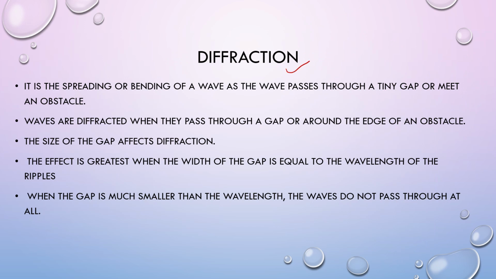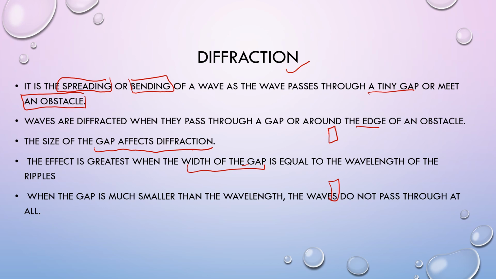Then we have diffraction. This is the spreading or bending of a wave as the wave passes through a tiny gap or meets an obstacle. Waves are diffracted when they pass through a gap or around the edge of an obstacle. The size of the gap affects diffraction. The effect is greatest when the width of the gap, let's say this, is equal to the wavelength of the ripple. So this distance r is equal to this distance. That's when the effect is greatest. When the gap is smaller, the waves do not pass through at all.